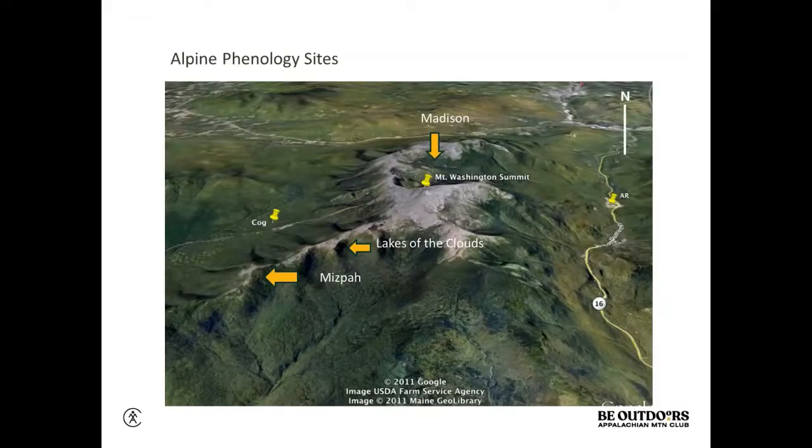Here's a map of the top of Mount Washington and some of AMC's backcountry huts, Madison, Lakes of the Clouds, and Mizpah. And down in the corner here, you can see Route 16. These are areas where we have long-term phenology monitoring plots that are basically monitored by our seasonal staff and some core volunteers who come back season after season to help us track the phenology at these plots.